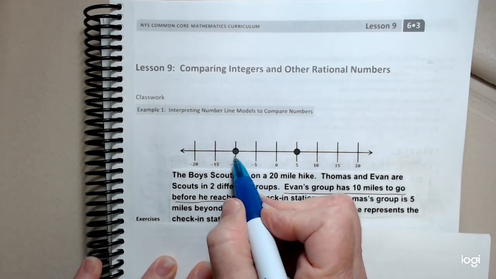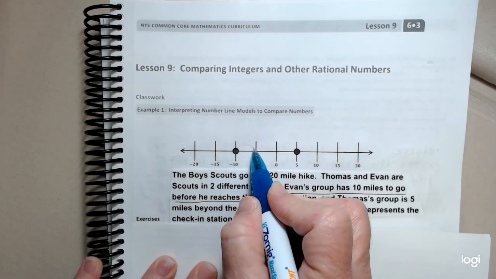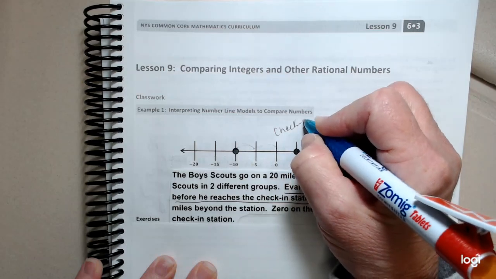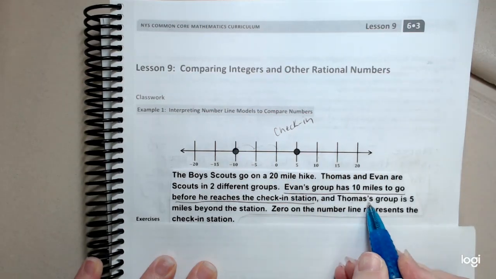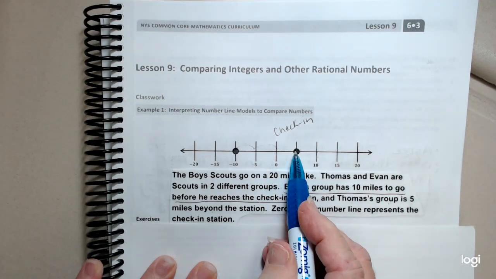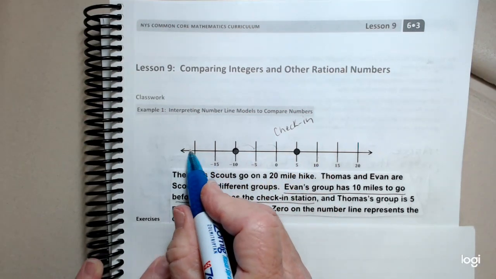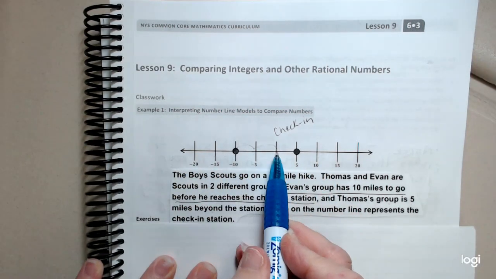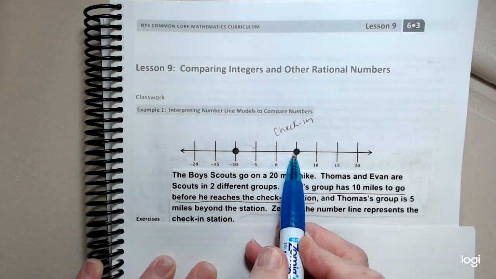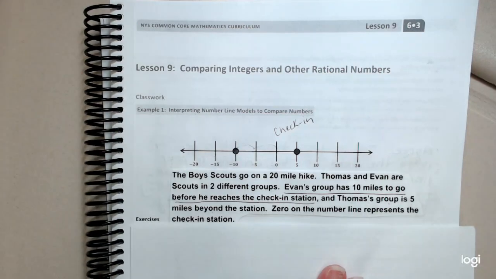So here is Evan's group, and they have 10 miles to go before they get to the check-in station. So this is my check-in station. And then I said that Thomas's group is 5 miles beyond the station. So they're kind of traveling this direction, 10 miles to the check-in station, and then the other group is 5 miles past. Okay, so that's what we're going to do. We're going to look at another one.